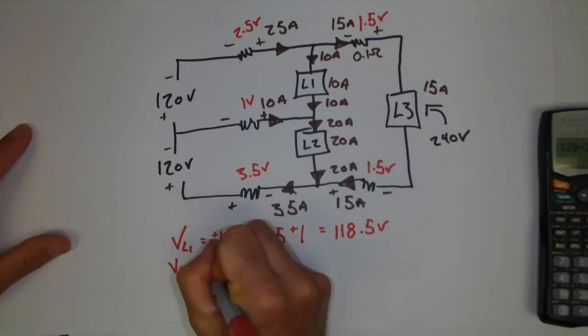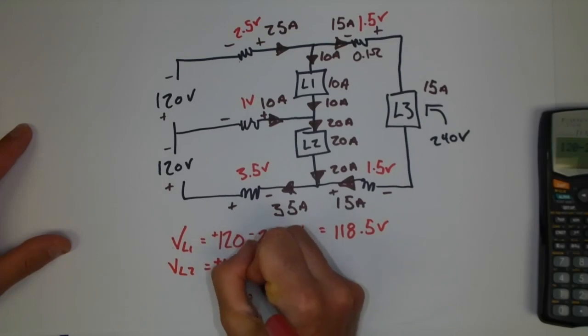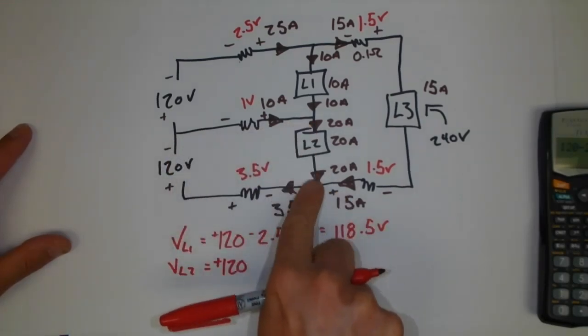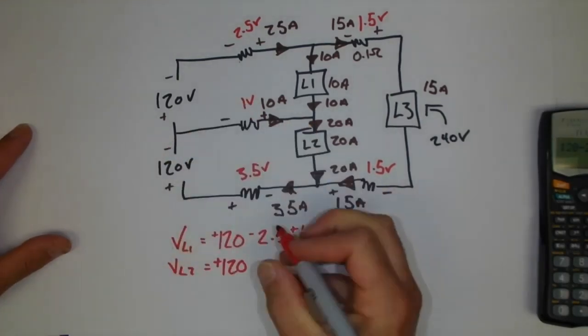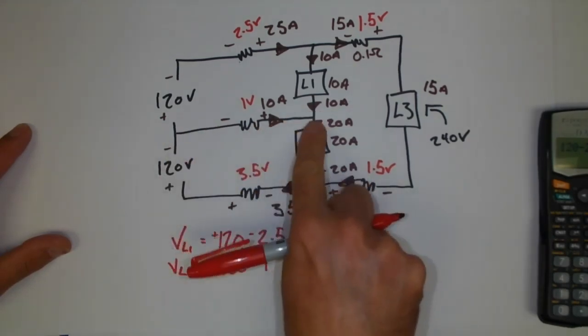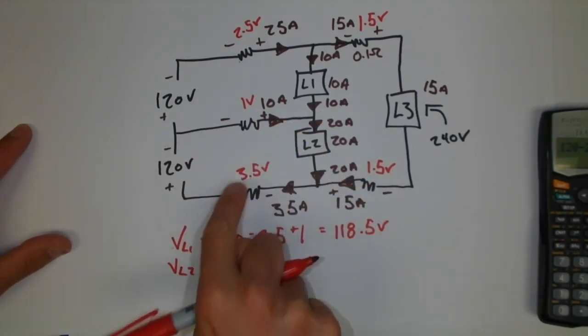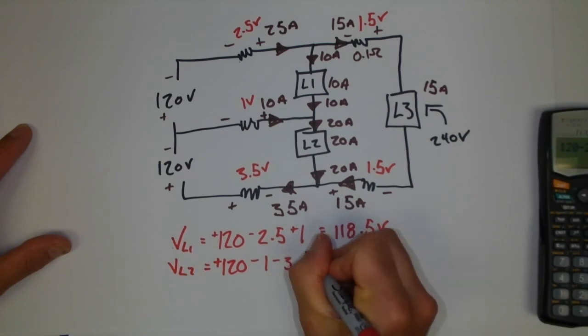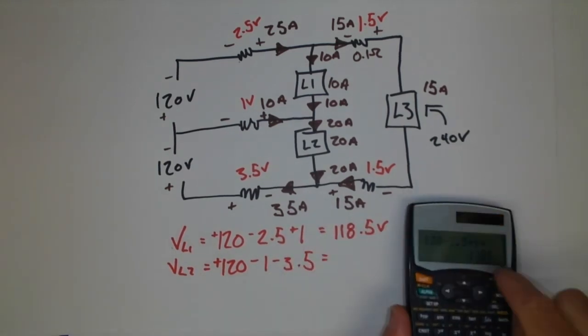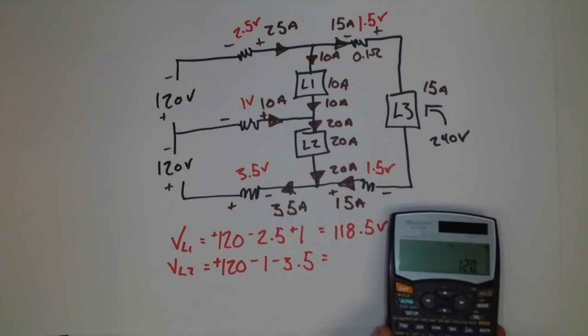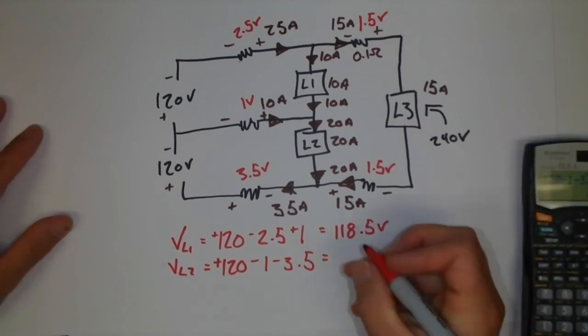Voltage load 2, positive 120, going through a closed loop, negative 1. Coming around the back side here, negative 3.5. So 120 minus 1 minus 3.5 equals 115.5.